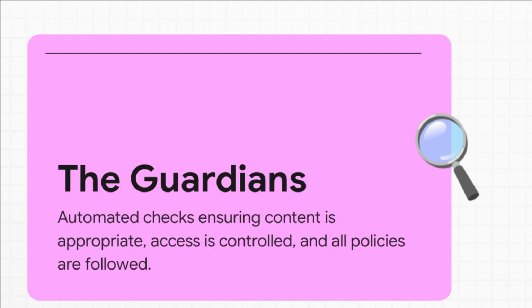And finally, before any of that gets to Tim's screen, it has to get past the guardians. This is the final critical safety net. It's like a security checkpoint that makes sure every message is appropriate, safe, and follows all the university's rules. Nothing gets through without their okay.